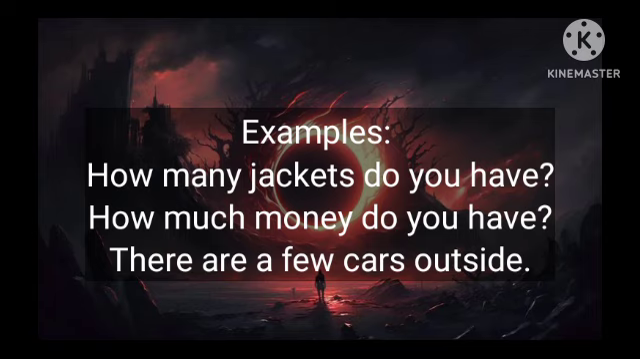There are a few cars outside. We use a few because it's countable.